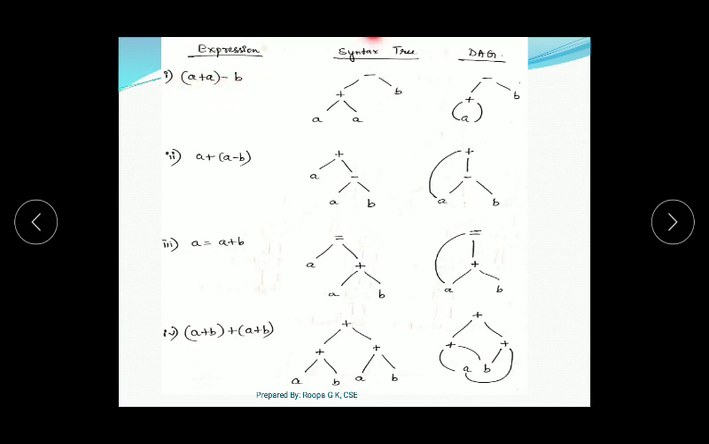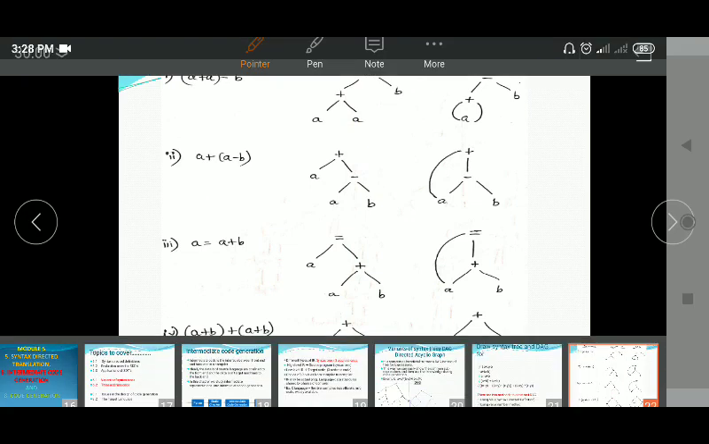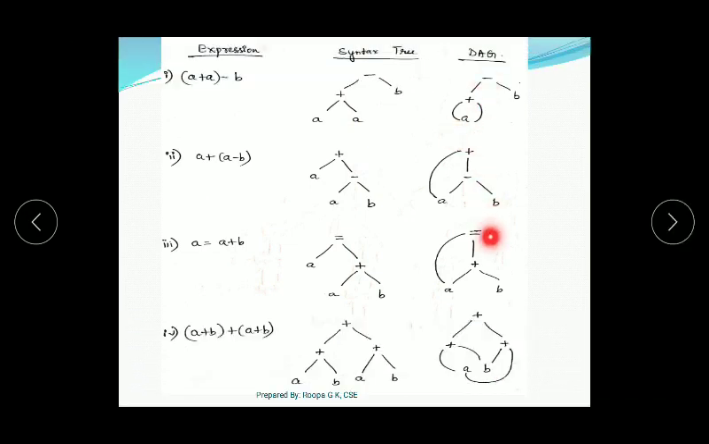Here this column is the syntax tree and this column is the DAG. For a plus a, first consider the parenthesis expression. So plus, with one operand a and the other operand a. Twice you have to represent it in the syntax tree. Then minus b, so minus is here. For minus, this plus is one operand and b is the other operand.